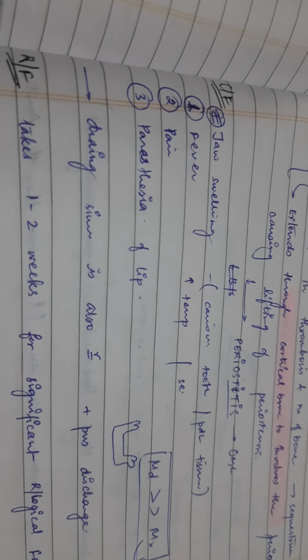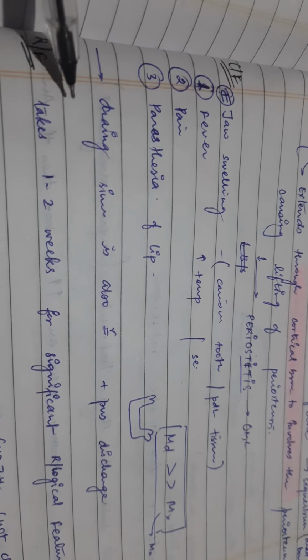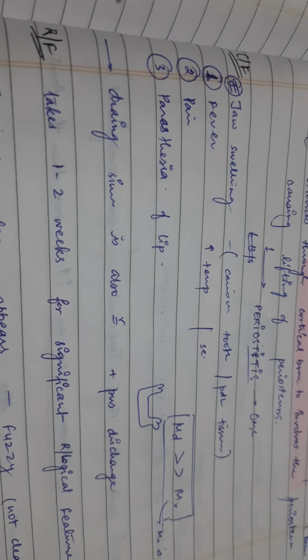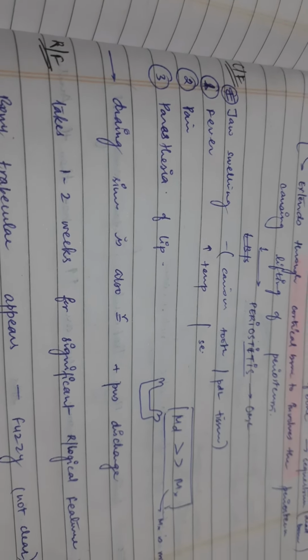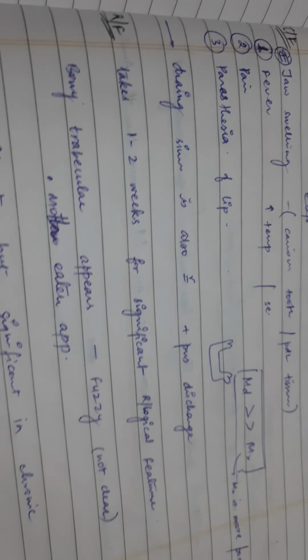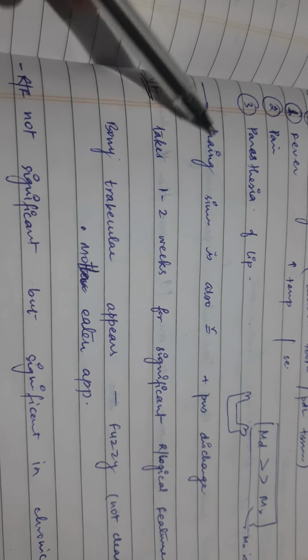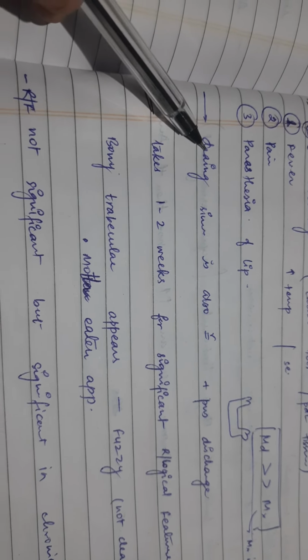Then draining sinus is also seen, with pus discharge, which can be seen in this suppurative acute osteomyelitis. It will also be included in the clinical features, but it will not be included in non-suppurative osteomyelitis.